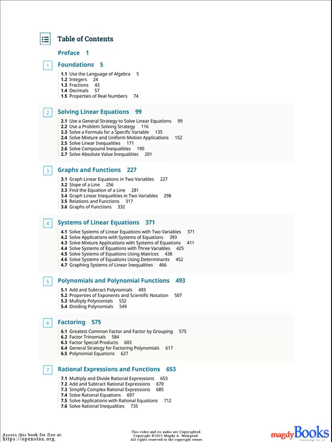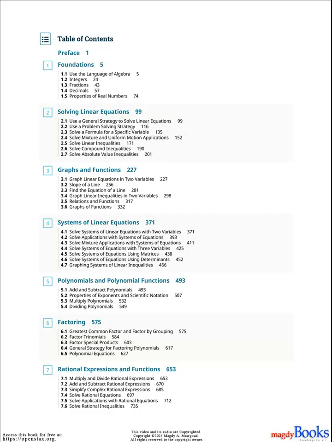Table of contents. Preface. 1. Foundations. 1.1. Use the language of algebra. 1.2. Integers. 1.3. Fractions. 1.4. Decimals. 1.5. Properties of real numbers. 2. Solving linear equations. 2.1.